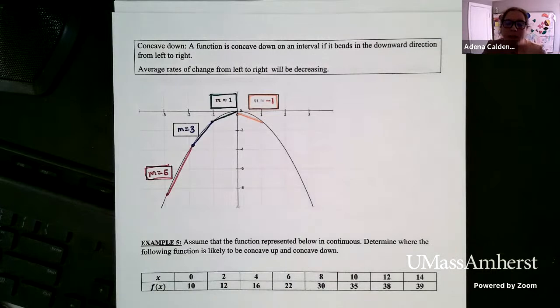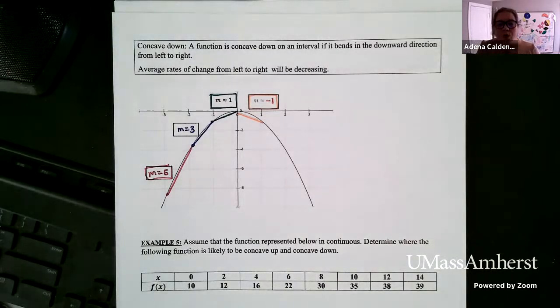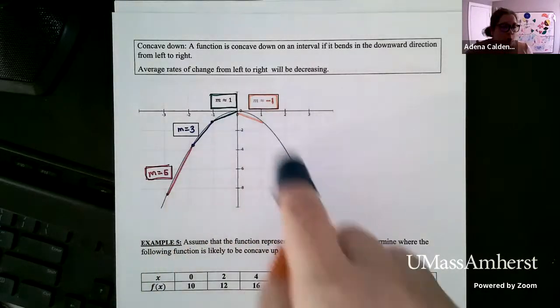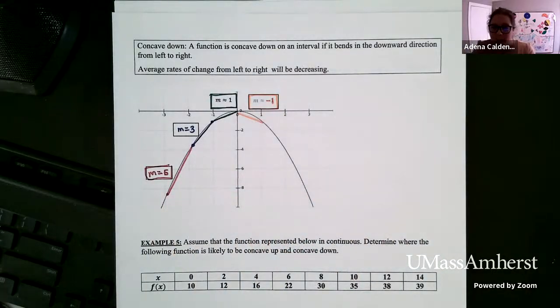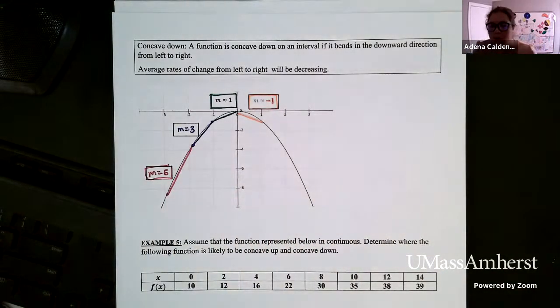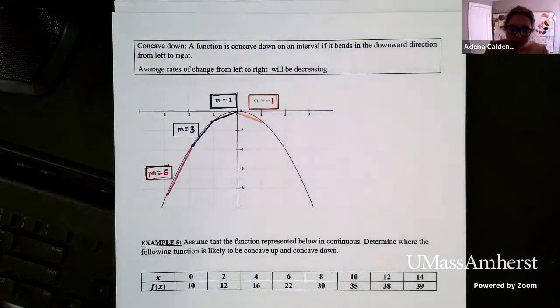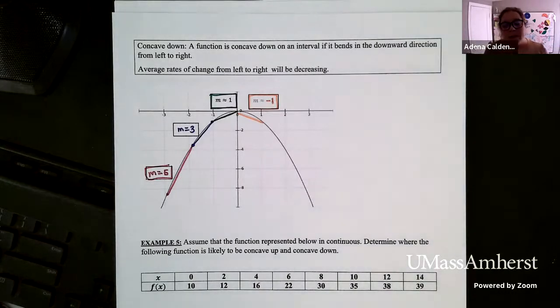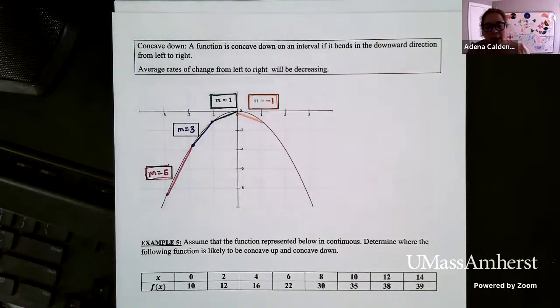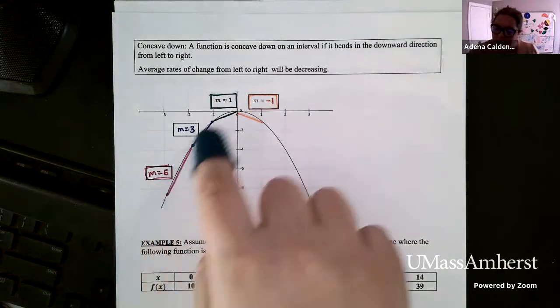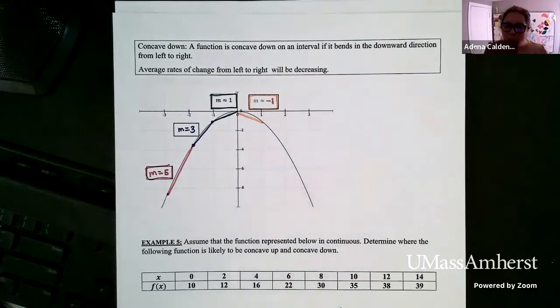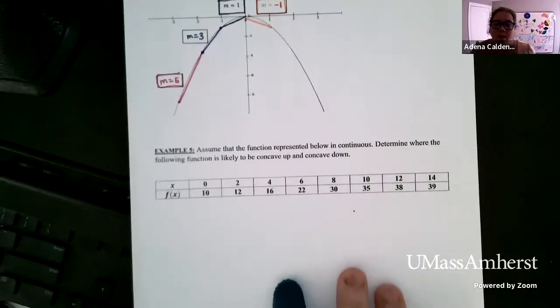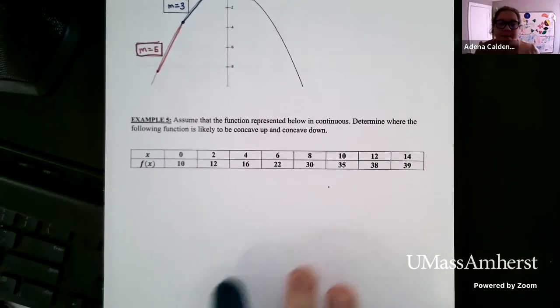So we are going to be using average rates of change to determine the concavity of functions when we don't have the picture. If we have the picture, you can just look at the picture and see if it's bending up or down. You don't have to calculate average rates of change. But when we don't have the picture, our pictures that we try to draw are typically unreliable. So we want to rely on average rates of change to help us determine concavity when we don't have the picture. Okay, so let's do an example of this so we can see how this comes into play.